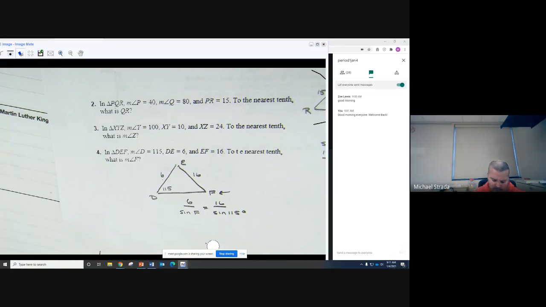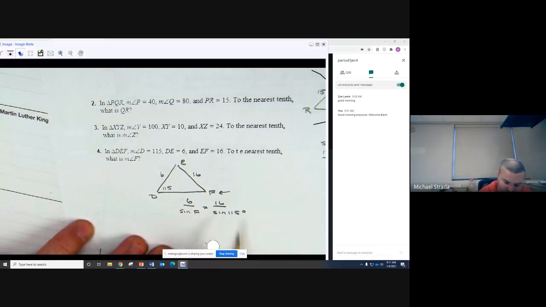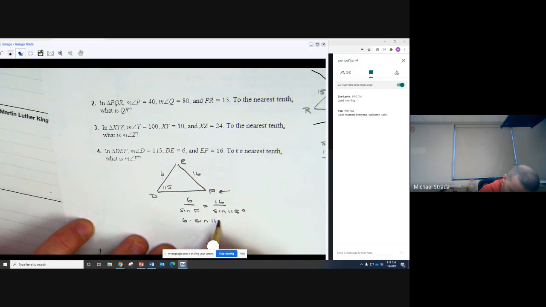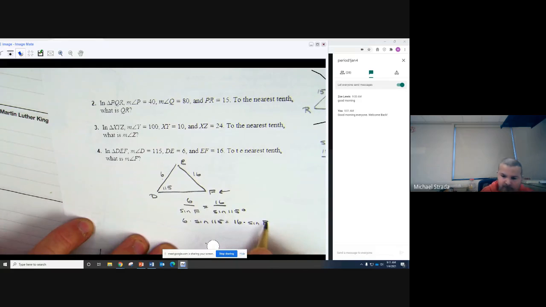So once again, I'm going to cross multiply. 6 times sine 115 equals 16 times sine F. I'm trying to solve for the sine of F, so to get rid of the multiplication by 16, I divide. That'll cancel out the 16.